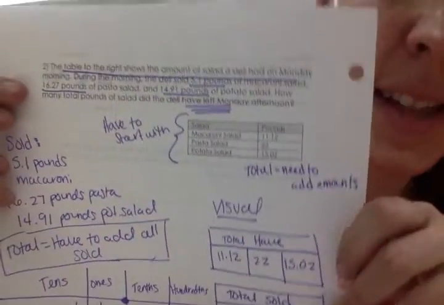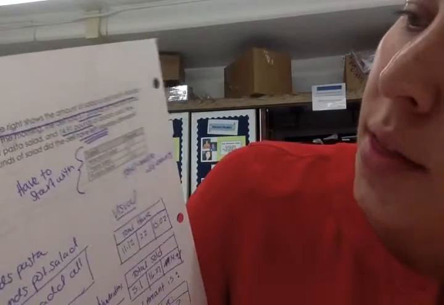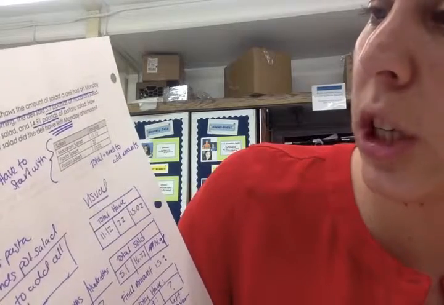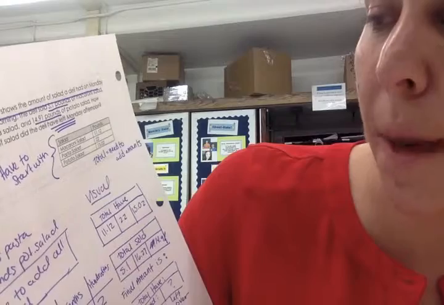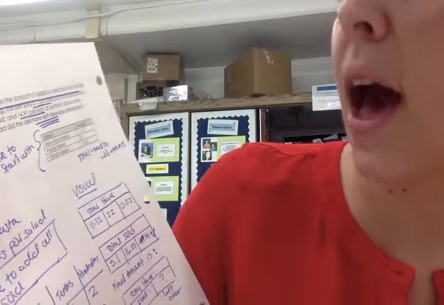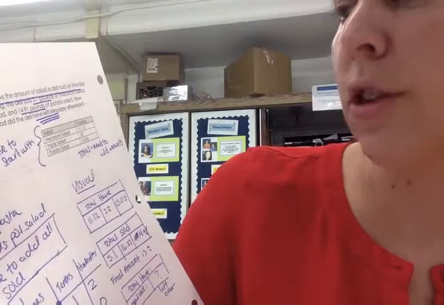I'm about to do the back page example from homework 7.5. The question references a table. It says, the table to the right shows the amount of salad a deli had on Monday morning. During the morning, the deli sold 5.1 pounds of macaroni salad, 16.27 or 16 and 27/100 pounds of pasta salad, and 14 and 91/100 pounds of potato salad. How many total pounds of salad did the deli have left Monday afternoon?